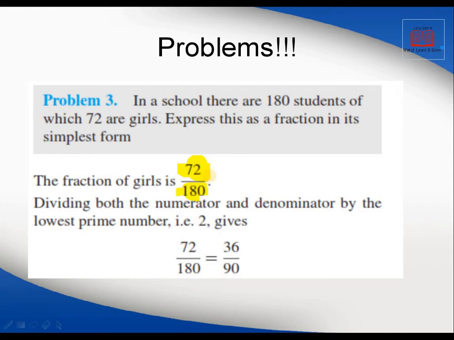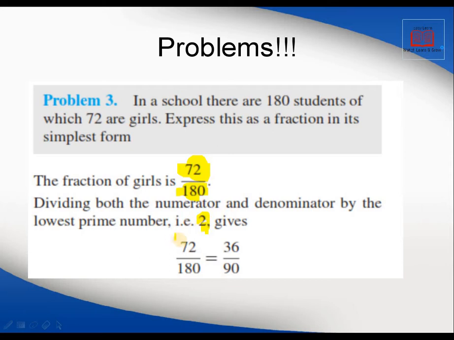If I reverse this process, you cannot even imagine 180 divided by 72, meaning 180 girls out of 72 students. This doesn't make any sense. So this is the simplest way, and you cannot forget this step. Divide both the numerator and denominator by the lowest prime number, for example 2, in 72 divided by 180. So first start with the lowest prime number. We already discussed this process in basic arithmetic.